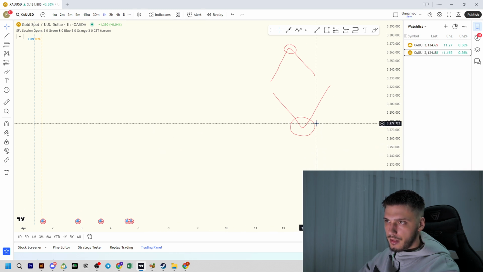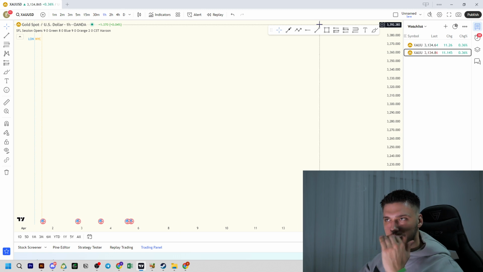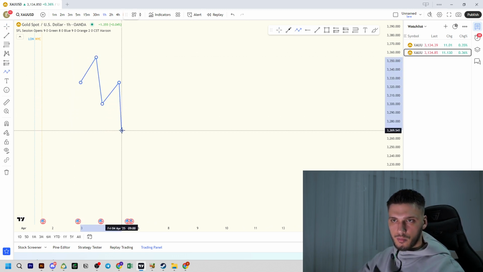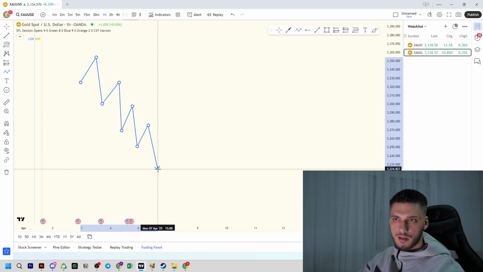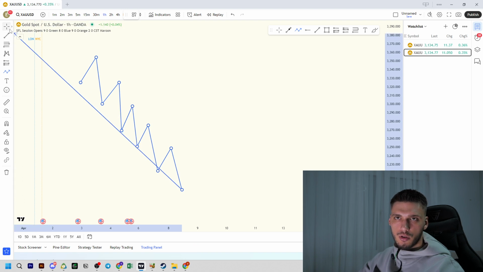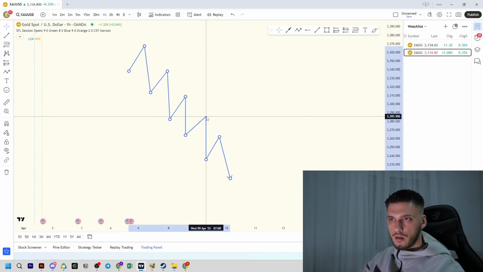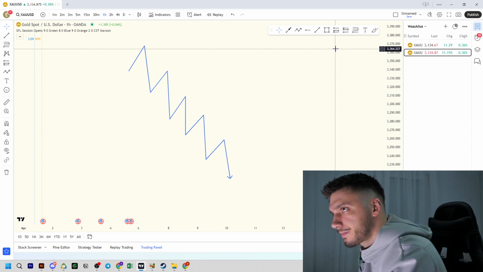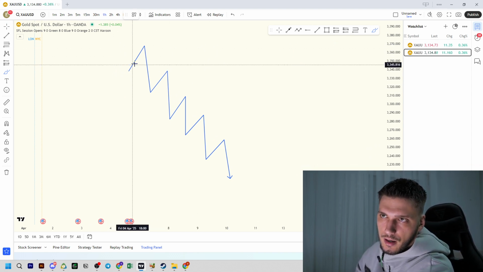Now I'm going to take the downtrend and we're going to apply the exact same thing. I'm just going to make bigger moves on the downside and smaller moves on the upside. And this way we will draw a downtrend. Now, let me just make this a little more perfect. Now, let's break this down. What do we see here?